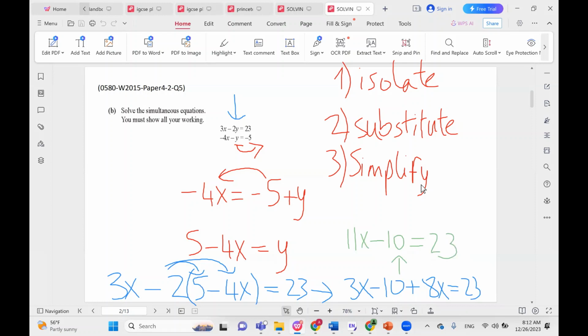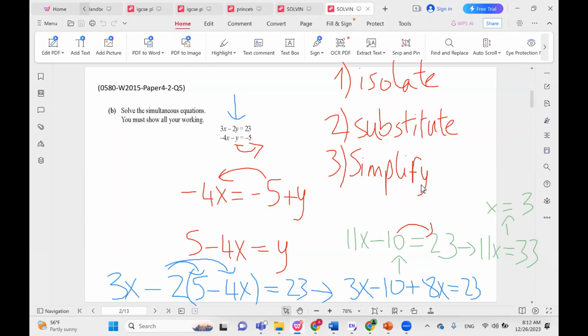And 11x equals, you take the 10 to the other side, becomes 33. So x equals 3. We divided by 11 on both sides. So just in case you don't understand the sequence here, in the first equation, I took the 10 to the other side with addition. So 23 plus 10 equals 33. So now I have 11x equals 33. And then I divided by 11 on both sides to obtain x equals 3.